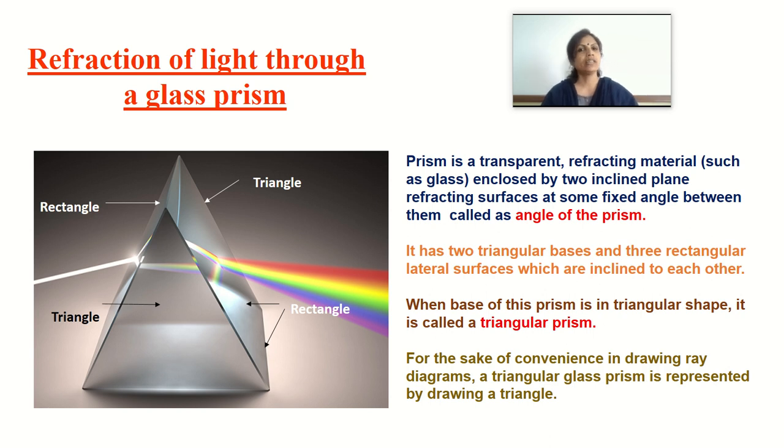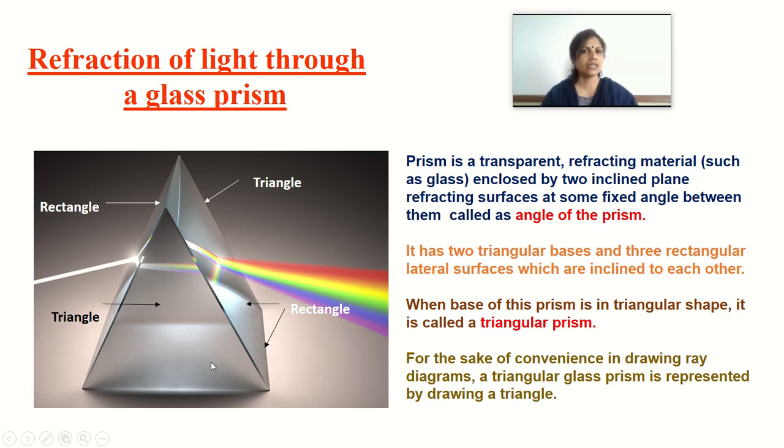Let's understand what a prism is. A prism is a transparent refracting material which is enclosed by two inclined plane refracting surfaces, and these two surfaces are fixed with some angle between them, and that angle is called the angle of prism. So look at the image once again. These two are refracting surfaces and they are fixed with this angle between them, and this is the angle of prism.